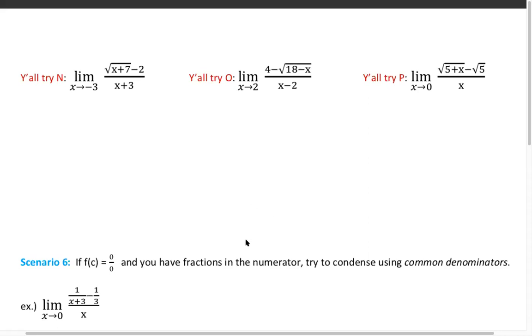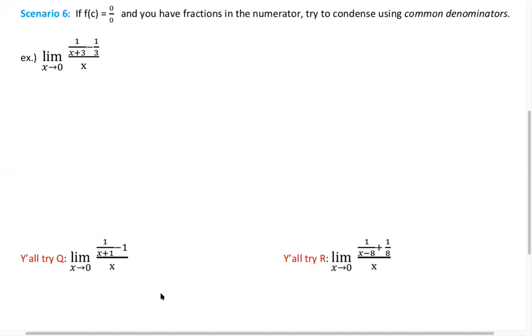Okay, we are into the home stretch here. Scenario 6 is the final one for this lesson. Again, if you directly substitute in the limit value right out of the gate, you'll get 0 over 0. And you have fractions in the numerator. You can try to condense the numerator using common denominators, or LCD, lowest common denominator. And it's going to work very, very well. Again, it requires some algebra, and there's a lot of rewrites, so it could get kind of sloppy real fast. So let's take a look at it.